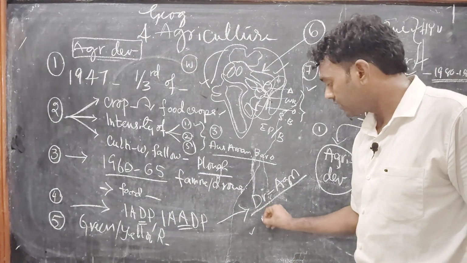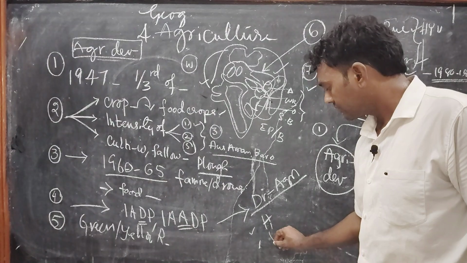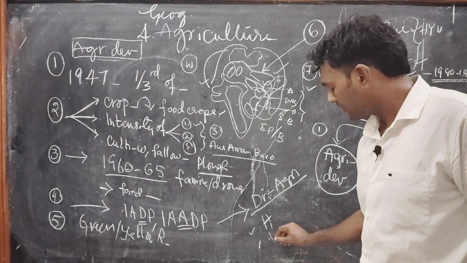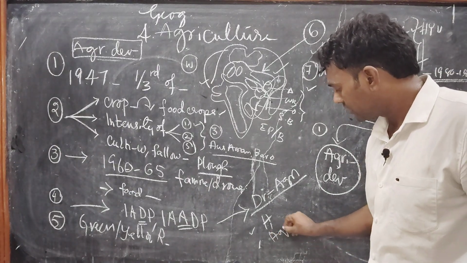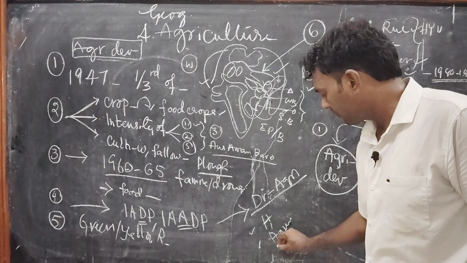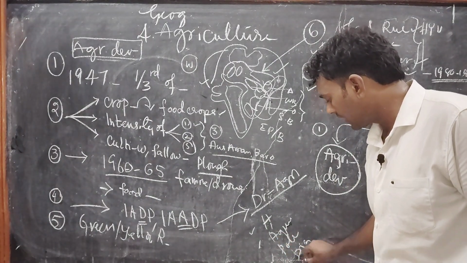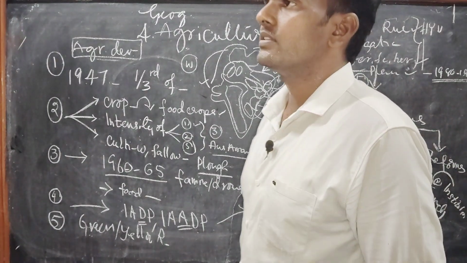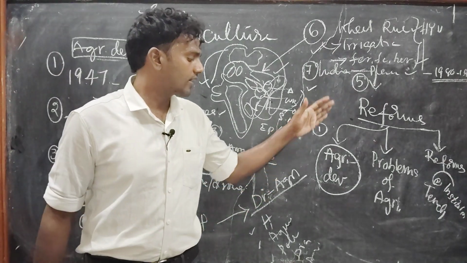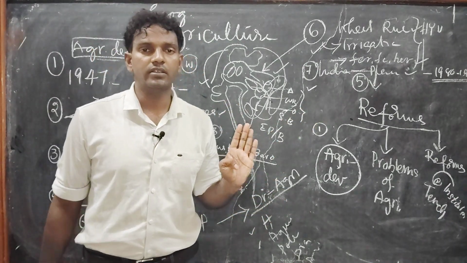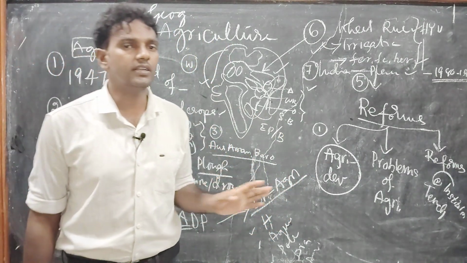What are those? See, horticulture, aquaculture, poultry, dairy, and animal rearing. These all come under agriculture allied activities. Not only cultivating crops, in aquaculture we can cultivate shrimp, fish, crabs and others.